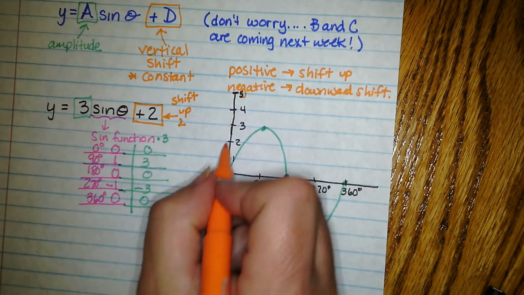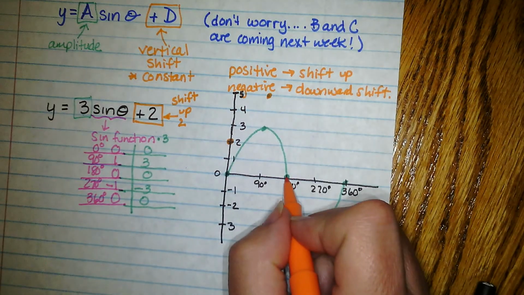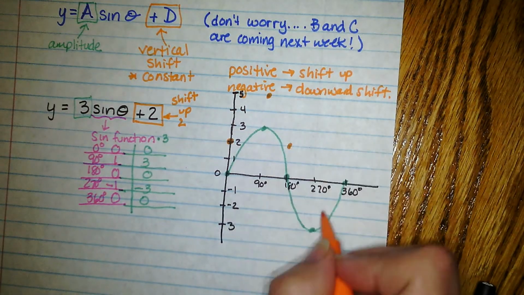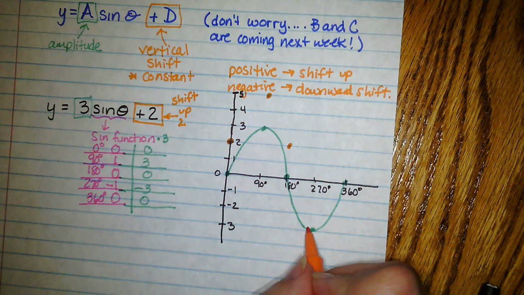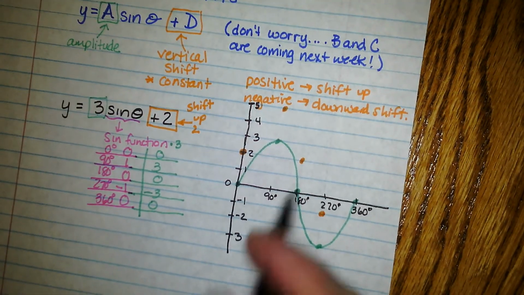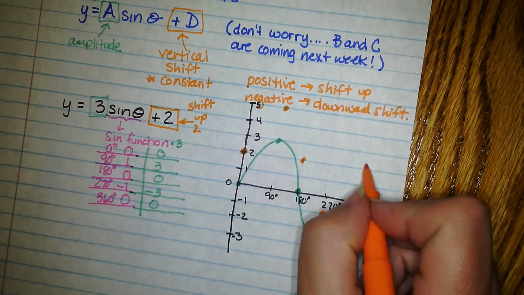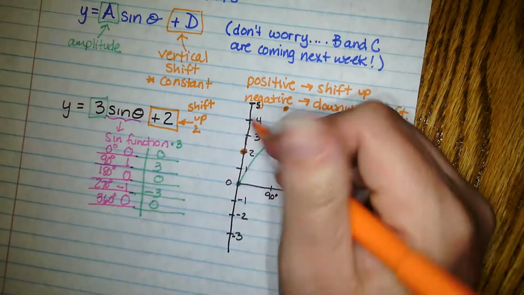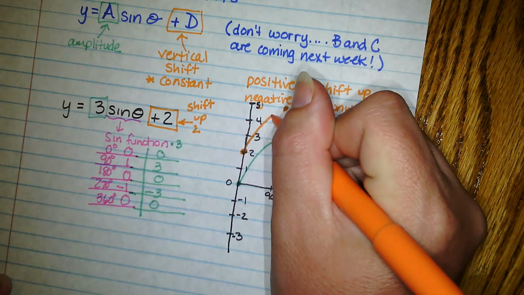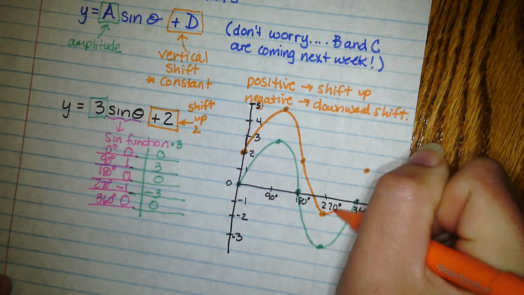If you're at 0, go up 2. At 3, go up 2. At 0, go up 2. At -3, go up 2. Oh, look at that. Let's fix that. There we go. And then at 0, go up 2. And when I go to connect them, I'm going to have the same exact graph. It's just going to be shifted up.